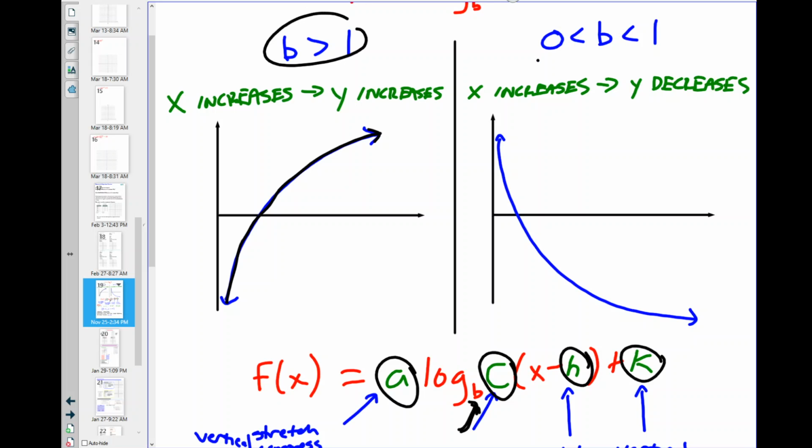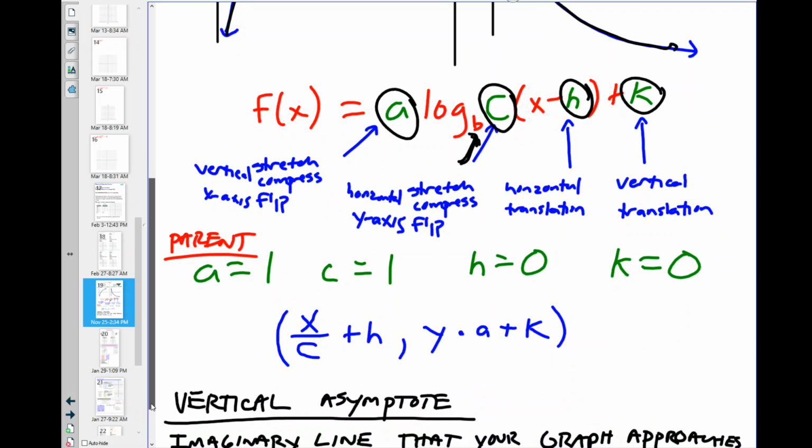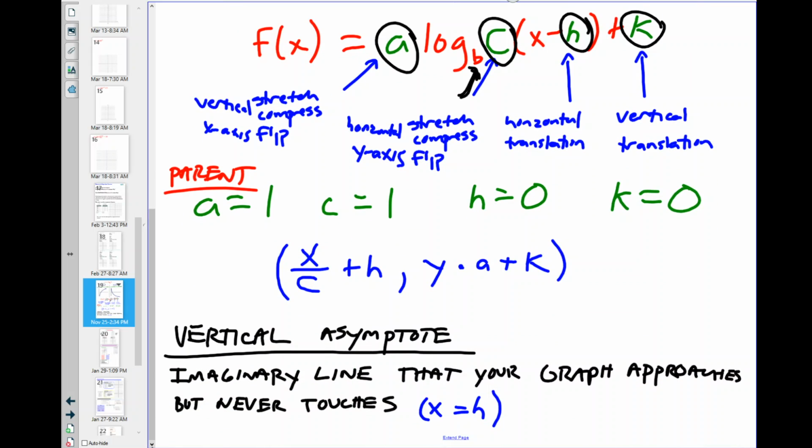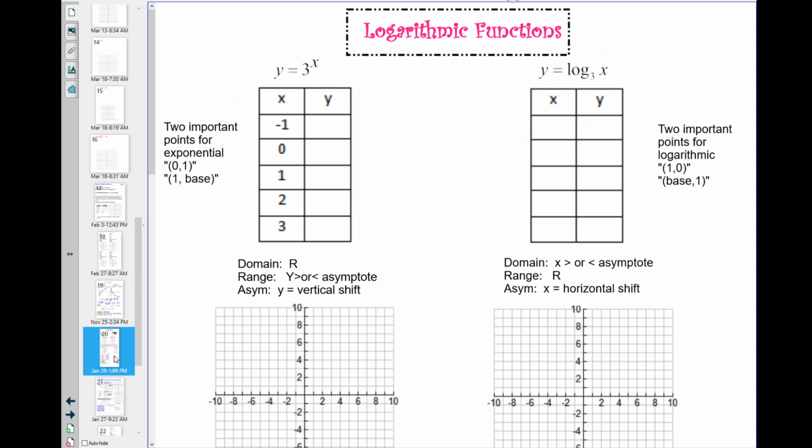And when the base is a proper fraction, now as we go to the right, as x is increasing, y is decreasing, but also at a decreasing rate. That kind of looks like a decay. Besides the shape, the other thing that's different is instead of a horizontal asymptote, take a wild guess what a logarithmic function has. A vertical asymptote. Instead of being at y equals k, this is going to be at x equals h. So whatever h is, that's where I'm going to draw a vertical asymptote.